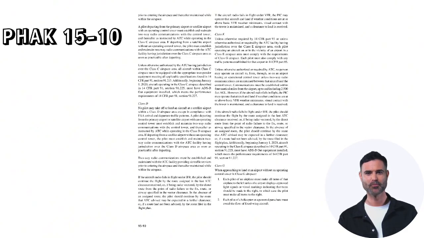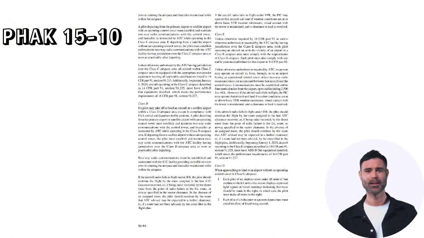A pilot departing from the primary airport or satellite airport with an operating control tower must establish and maintain two-way radio communications with the control tower and thereafter as instructed by ATC while operating in the Class C airspace area. If departing from a satellite airport without an operating control tower, the pilot must establish and maintain two-way radio communications with the ATC facility having jurisdiction over the Class C airspace area as soon as practicable after departing.